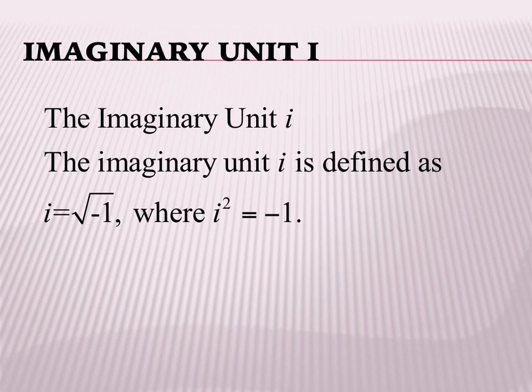The imaginary unit, which is i, is defined as the square root of -1. So the square root of -1 is i, which means i squared is -1. So from here on out, when you see the square root of -1, you're going to replace it with an i. If you see i squared, you're going to replace it with a -1.